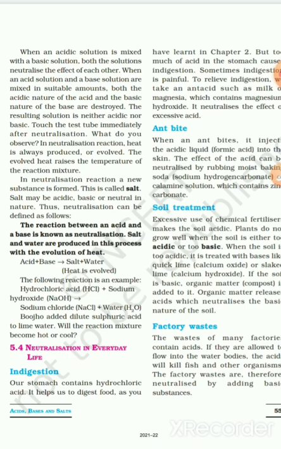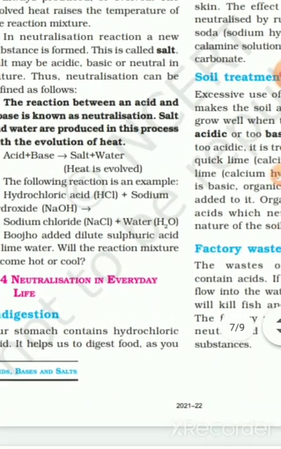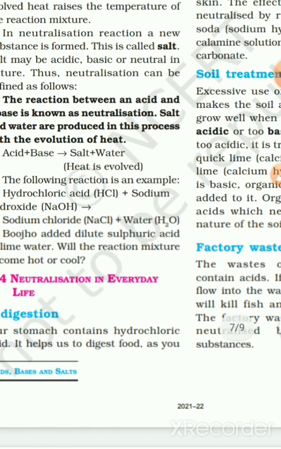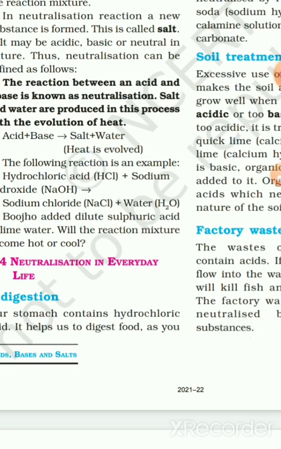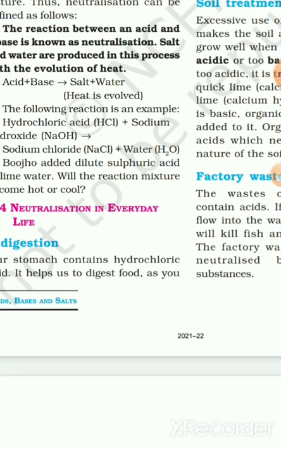You can see here there is an equation for how it is formed. Acid plus base, when acid and base are together, forms salt and water, and along with it, it also forms heat. There is an example of this kind of reaction. When an acid, hydrochloric acid HCl, and sodium hydroxide NaOH are mixed, we get sodium chloride plus water, and heat is also involved.